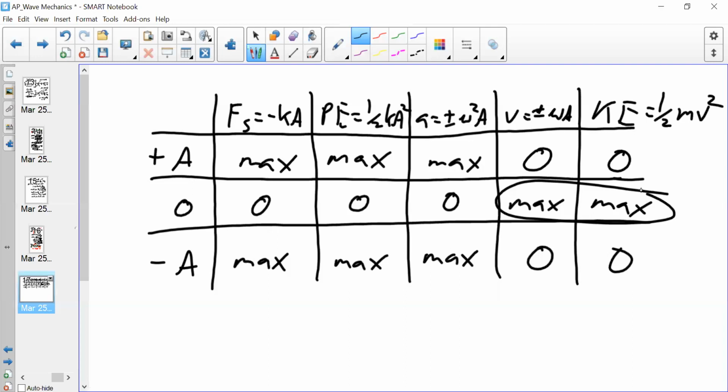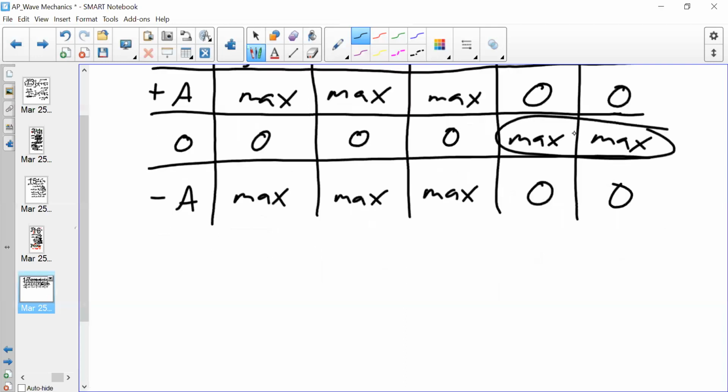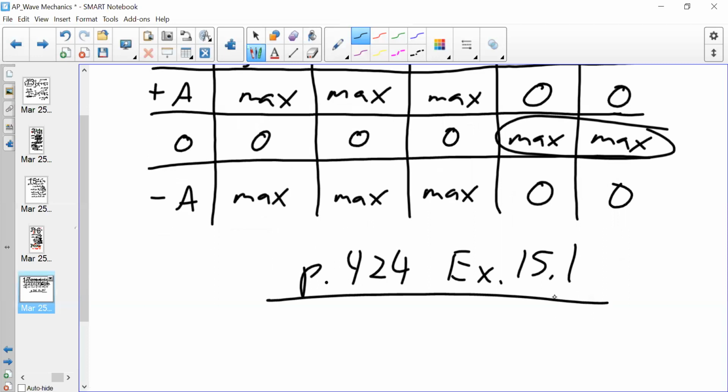Okay, you can go to your section, page 424, example 15.1. All right, so here you have this block connected to a light spring for which the force constant is 5 newtons per meter, and it is free to oscillate on a horizontal frictionless surface.